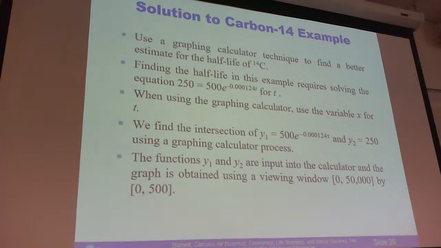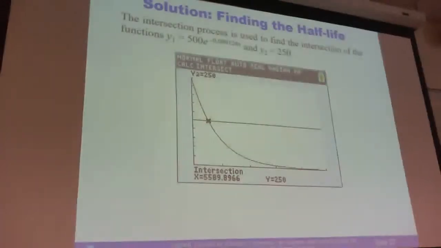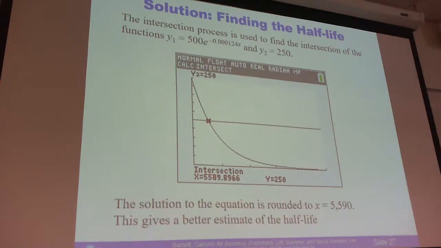Set up the window like we just did. Found where they intersect, 5,590. Questions there? Basically, just getting really comfortable with our calculator, getting comfortable with exponential, comfortable with all these different things. So the solution to the equation is rounded to 5,590. This gives us a better estimate of the half.